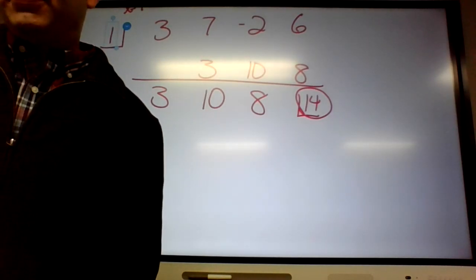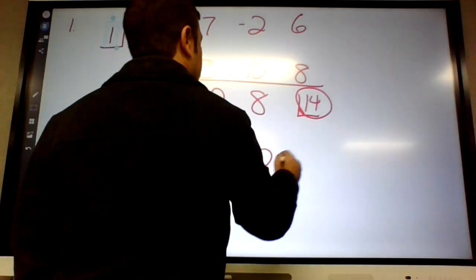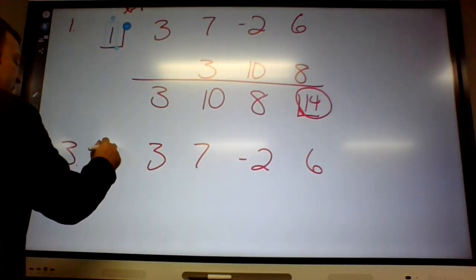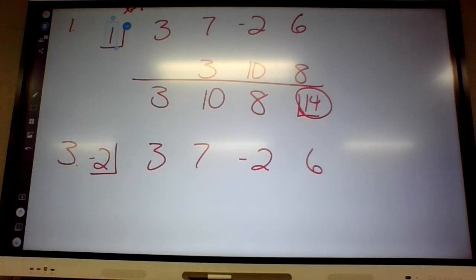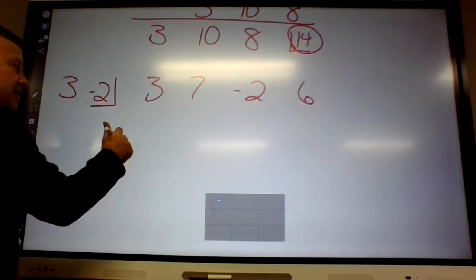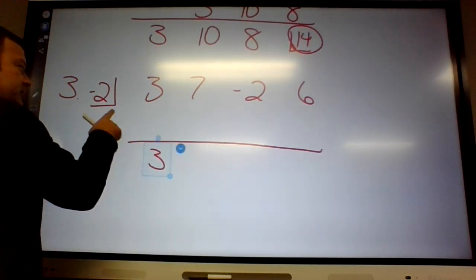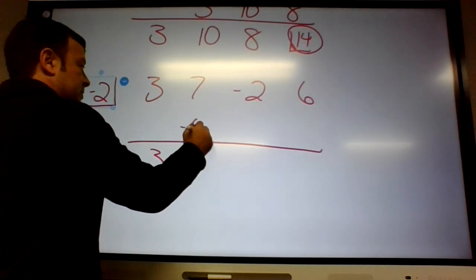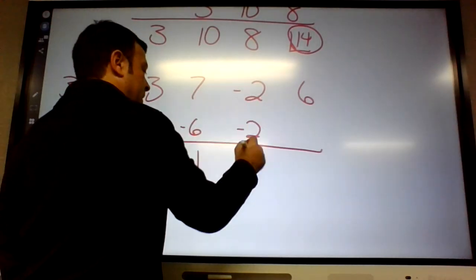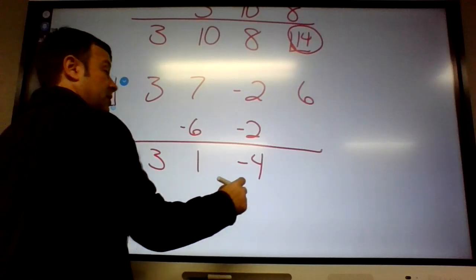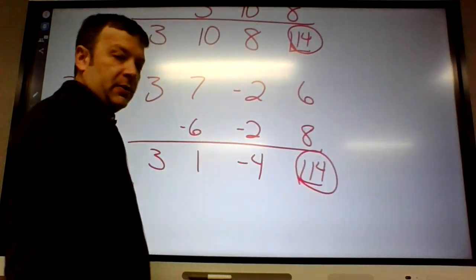Same thing, but we're dividing by x plus 2, so kind of recycle the coefficients. Now, if we're dividing by x plus 2, what goes in the box? Minus 2. Okay, so we're going to add down: 3 plus nothing. Multiply up: 3 times -2. Add. Multiply. Add. Multiply. Same thing as last time.